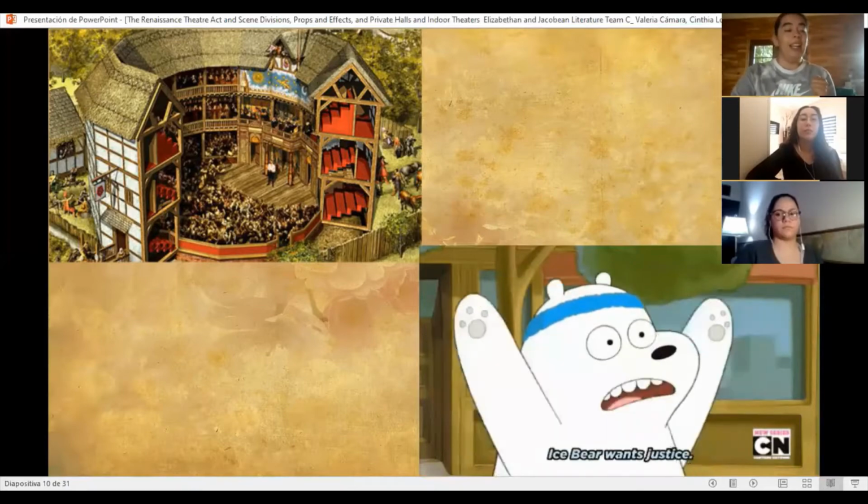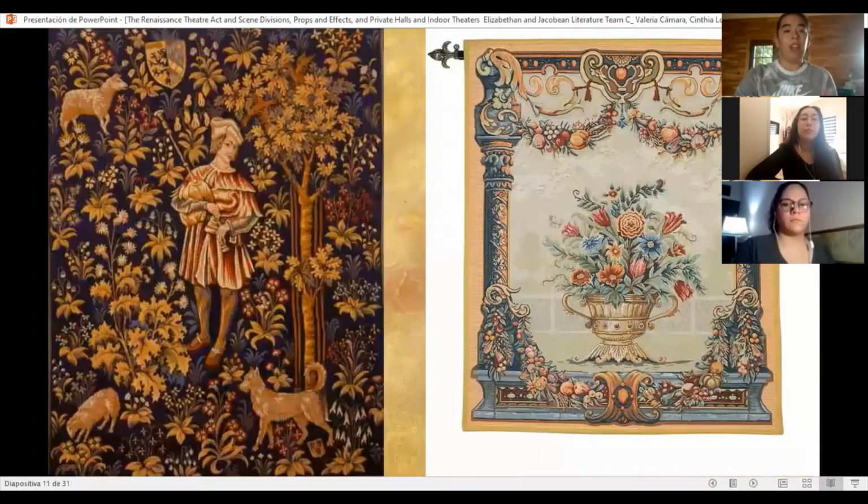But on the contrary, they would have a lot of beautiful tapestries and hangings that would be embroidered or painted in the back of the theater and in the scenery. And they could be as simple as just some flowers or as intricate as, I don't know, people around. So as you can see right there, they were beautiful and you can really feel a sense of what a theater was in those times.